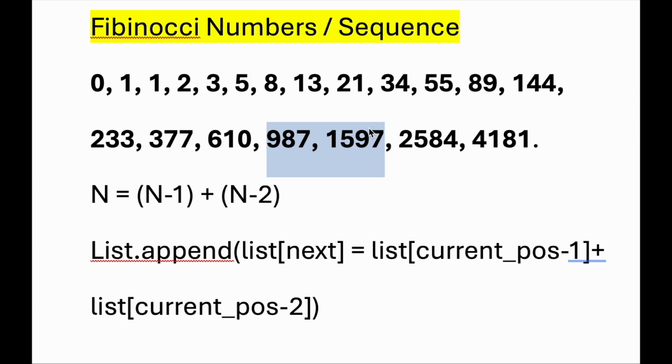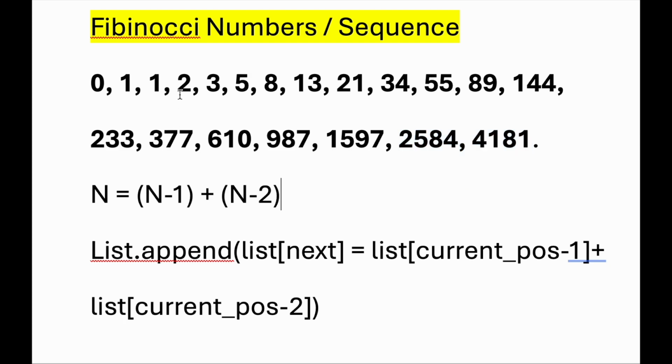987 plus 1597, I'm sure, don't even take your calculator out, because you know that it's going to equal 2584, and so on and so forth. What would be the next number in this sequence? Can you guess? It would be the sum of these two numbers, whatever it is, somewhere around 6 or 7,000.